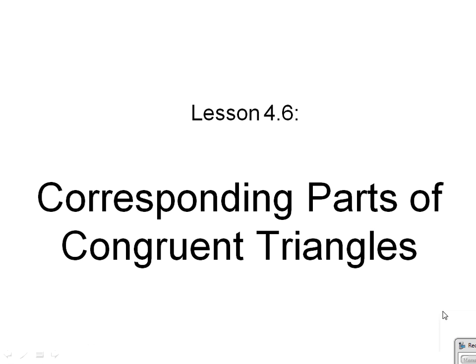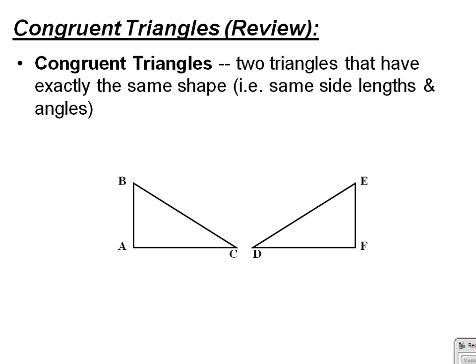Lesson 4-6 on corresponding parts of congruent triangles. Now let's start with a quick review on what congruent triangles are. Congruent triangles are two triangles that have exactly the same shape. In other words, they have all sides congruent and all angles congruent.